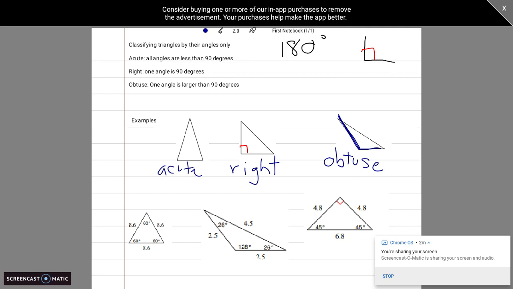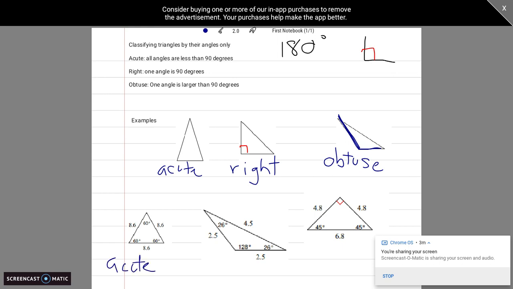I have 60 degrees, and then 60 degrees. The first thing you want to do is add all three of those angles up, and they do add up to 180 degrees, which is what it should be. And all three angles are smaller than 90 degrees. So this would be acute once again.